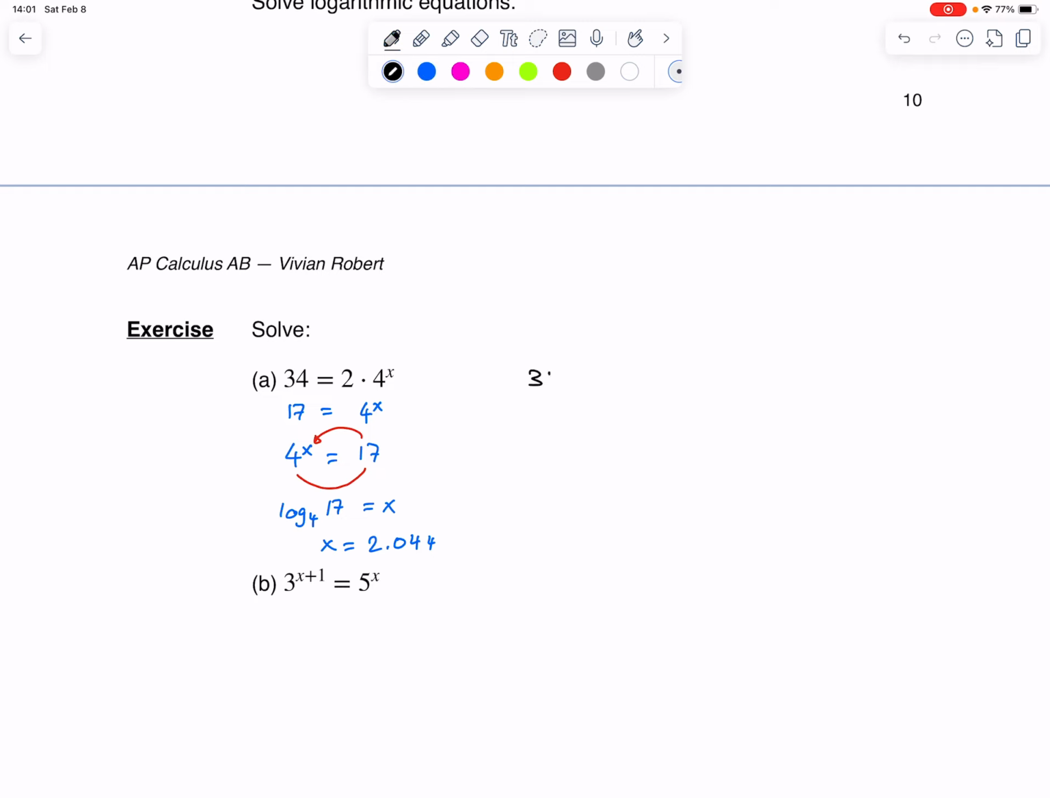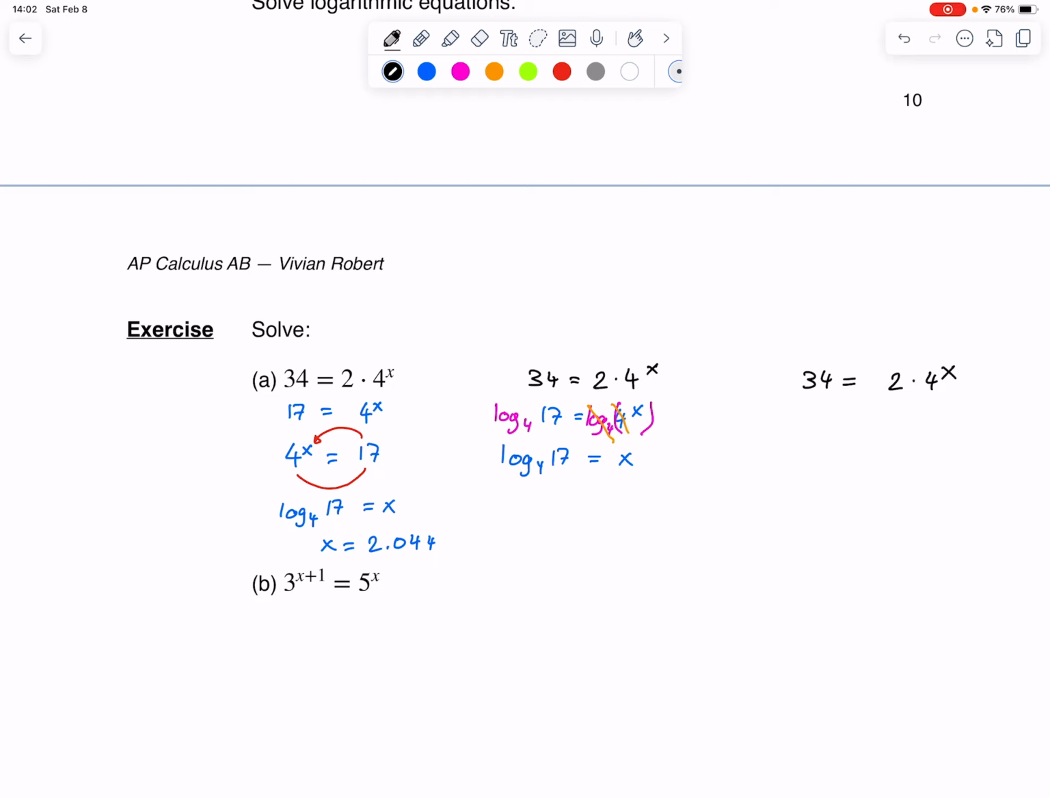I'm just going to copy 34 equals 2 times 4 to the x. Maybe an idea after dividing by 2 would be to take the log in base 4 on each side. So log in base 4 of 17 equals log in base 4 of 4 power x. And log in base 4 cancels out with 4 power x, and we end up having log in base 4 of 17 equals x. So from here it's the same as on the first way we did it, and we get x equals 2.044. There's just one more way I want to show you.